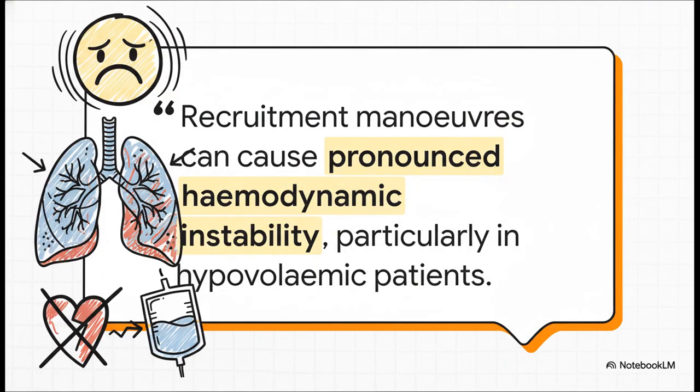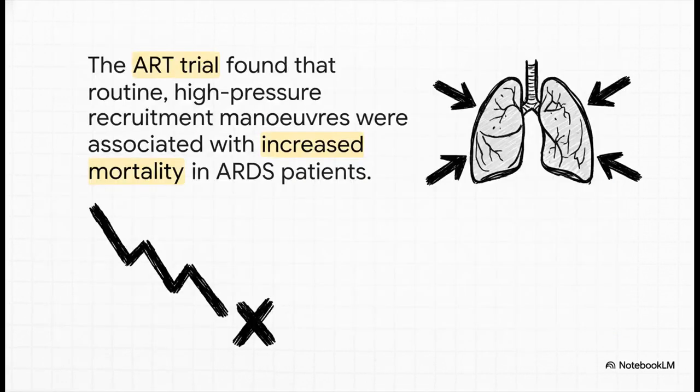Now, what about the idea of giving a big blast of pressure to try and pop open all that collapsed lung, what we call a recruitment maneuver? It's tempting, right? But, as the source article for this explainer points out, we have to be really careful. Squeezing the chest with that much pressure can tank a patient's blood pressure, especially if they're already a bit dry. In fact, we have some very strong evidence telling us to pump the brakes on this aggressive approach.